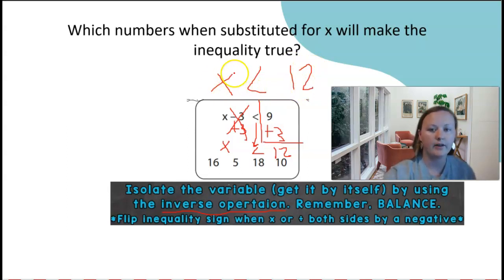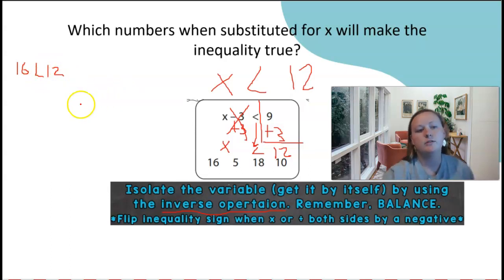We call X a variable. And so let's take these numbers down here and put the numbers in place of X, our variable, and let's see if it's true. We've got 16 is less than 12. Remember, the alligator always wants to eat the bigger number. So is that true? That's not true, so let's cross out 16.